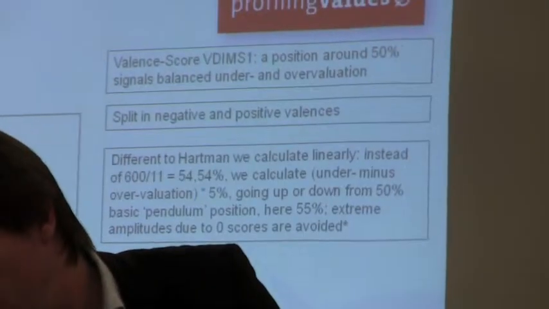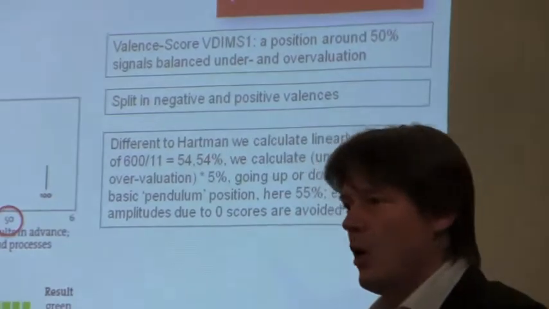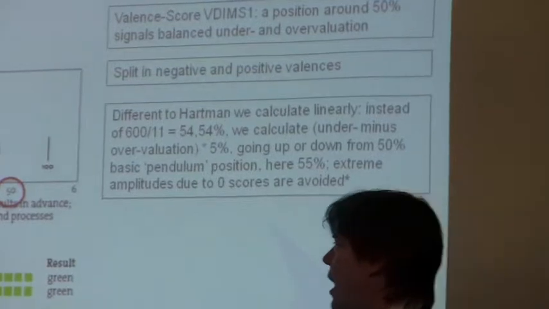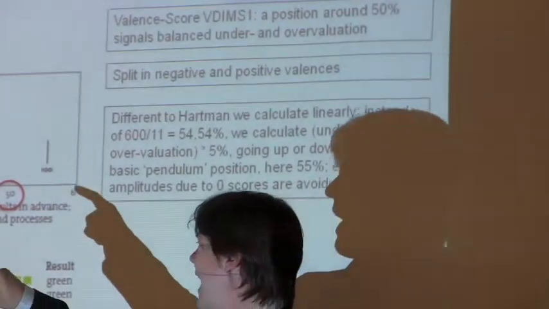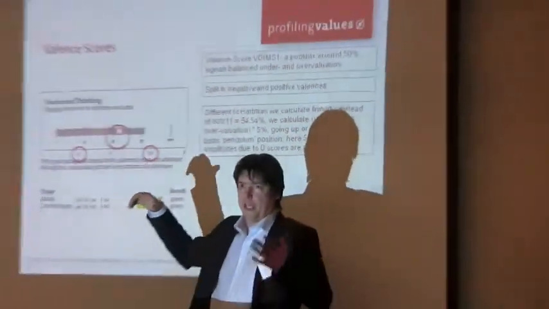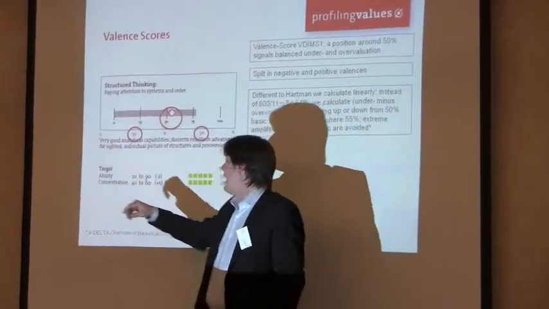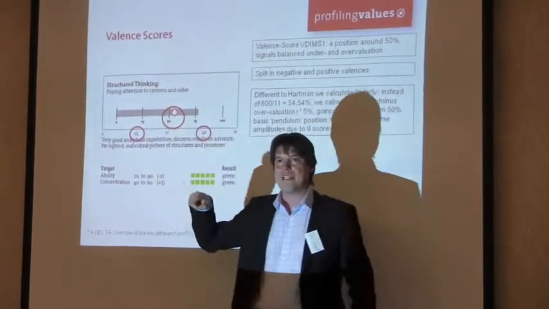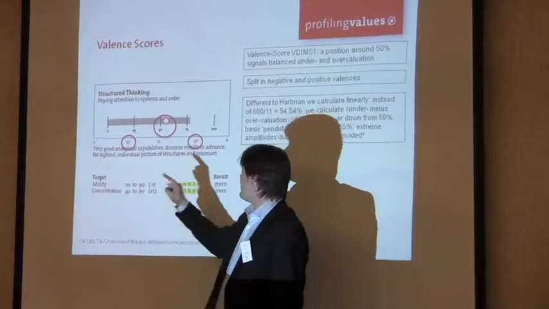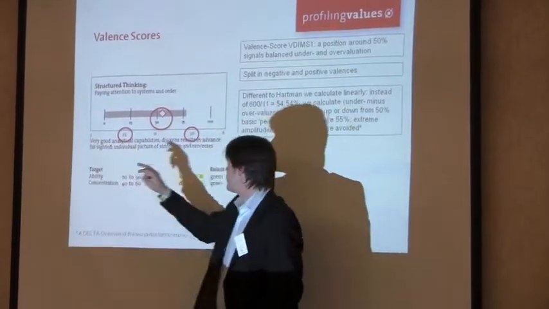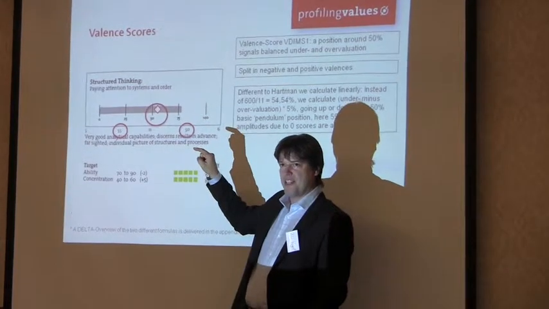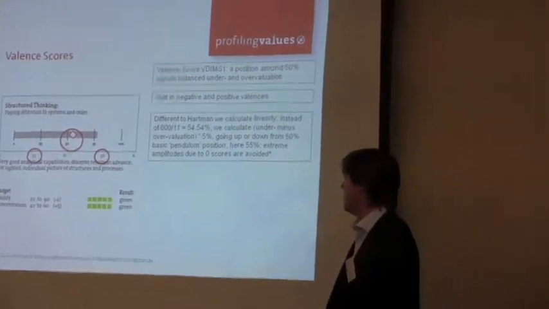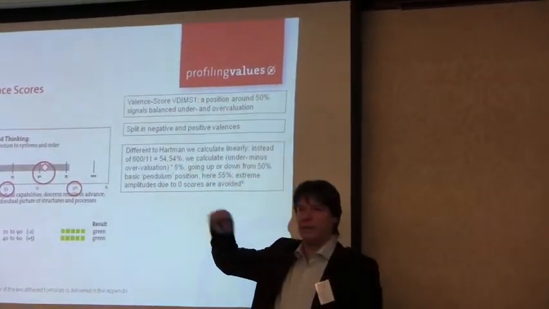And what we've done also is different to Hartman. We calculate the balance in a bit another form. Normally, Hartman took the higher valuation, whether it's an overvaluation or an undervaluation, and then multiplied by 100 and then divided through the score itself. So if you see it like that, it would mean that 6 is the higher one against 5. Multiplied by 100 is 600 divided through 11. This is the formula for the balance. And this would come up at 55, 54.